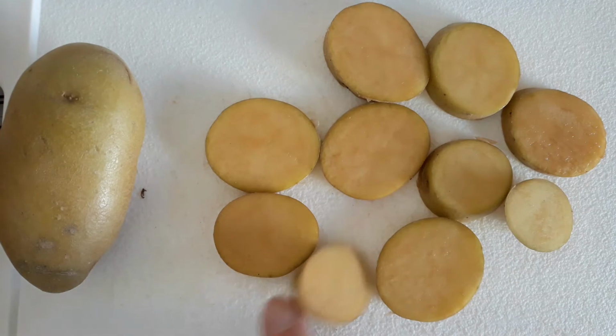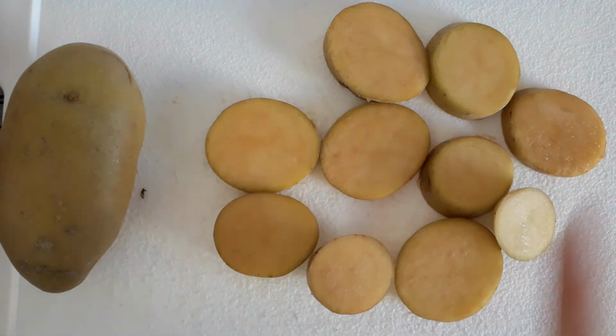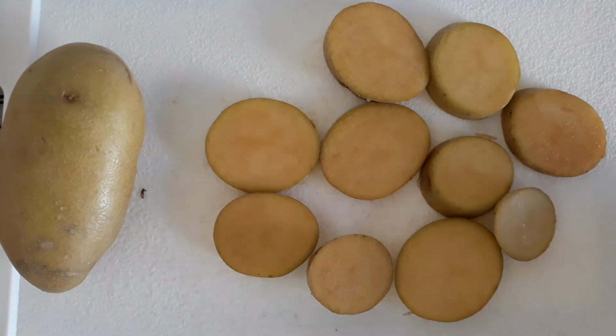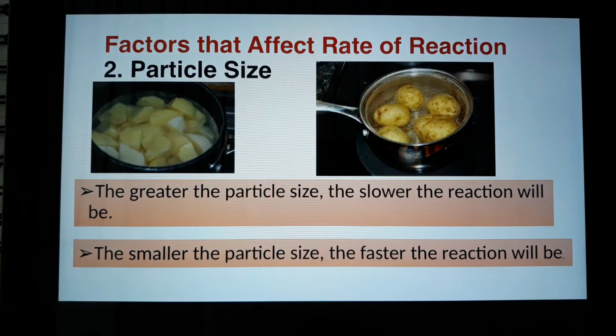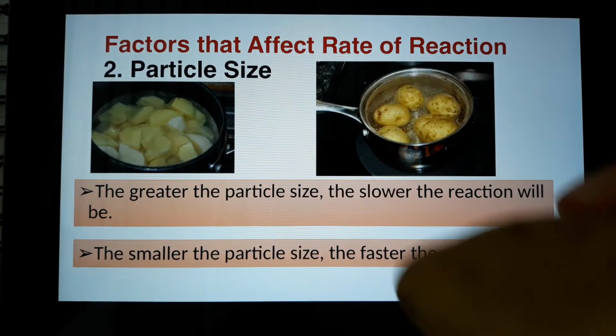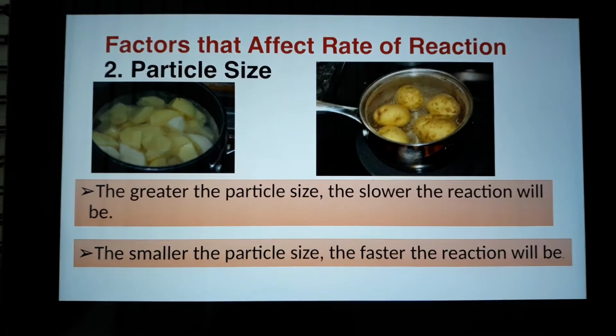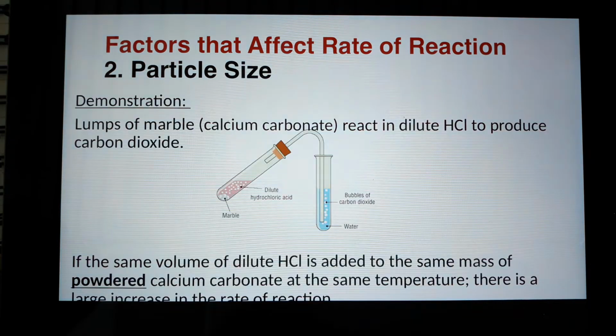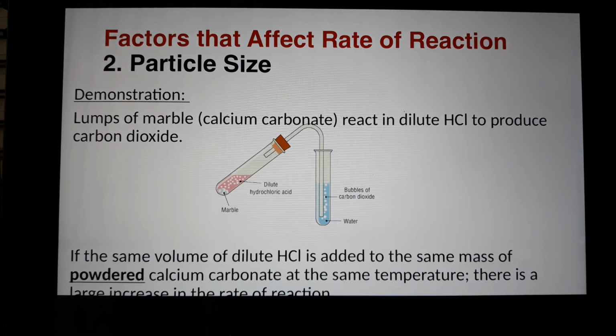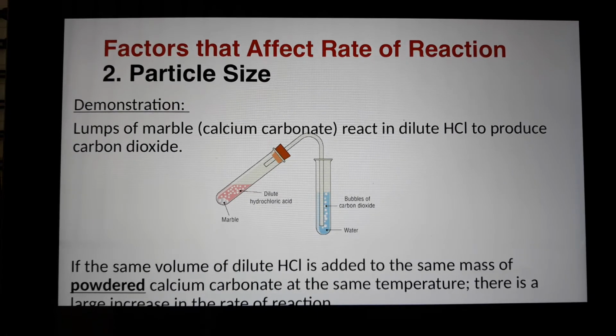This is a smaller particle size, much larger surface area. So looking at this, the greater the particle size, for example our potato, the slower the reaction will be, because it only has a small surface area. The smaller the particle size, the faster the reaction will be. It's really handy to think of cooking potatoes for that one.